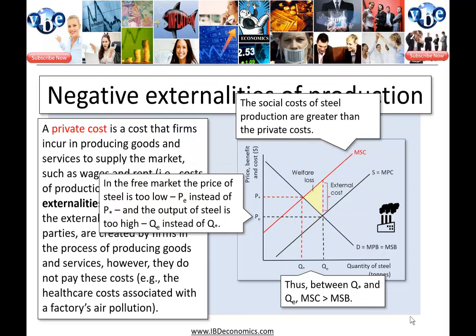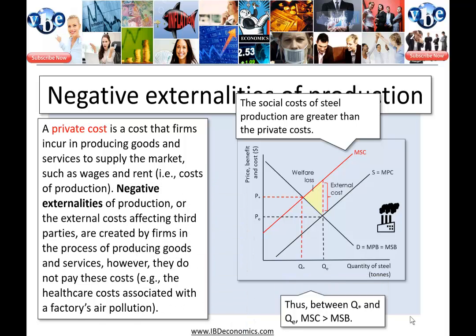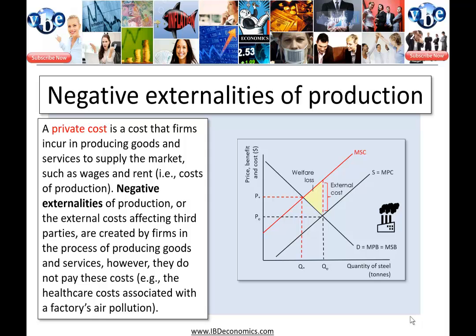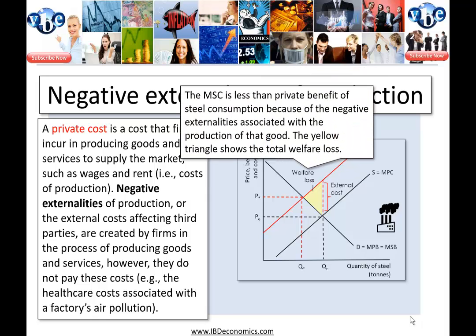The social costs of steel production are greater than the private costs. In a free market, the price of steel is too low, PE instead of P star, and the output of steel is too high. We have QE instead of Q star. And between Q star and QE, marginal social costs are greater than the marginal social benefits. The marginal social cost is greater than the private benefit of steel consumption because of the negative externalities associated with the production of that good, and the yellow triangle here represents that total welfare loss, the deadweight loss.